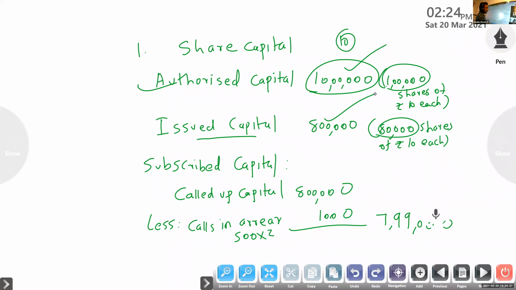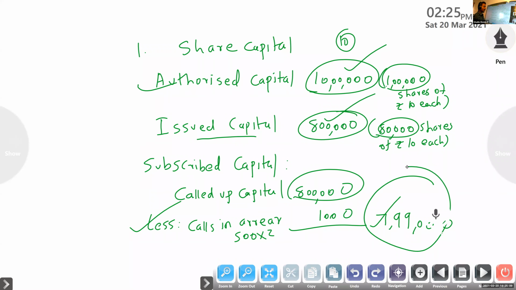Then subscribed capital. Out of that, how much did we get from the shareholders? The total fund we got from the shareholders is subscribed capital, paid up capital. How to calculate? We issued 8 lakh. Out of that, Anjo didn't give 2 rupees. Suppose he took 500 shares and failed to pay 2 rupees, so 1,000 you have to deduct. Then this amount only we will get from the shareholders.